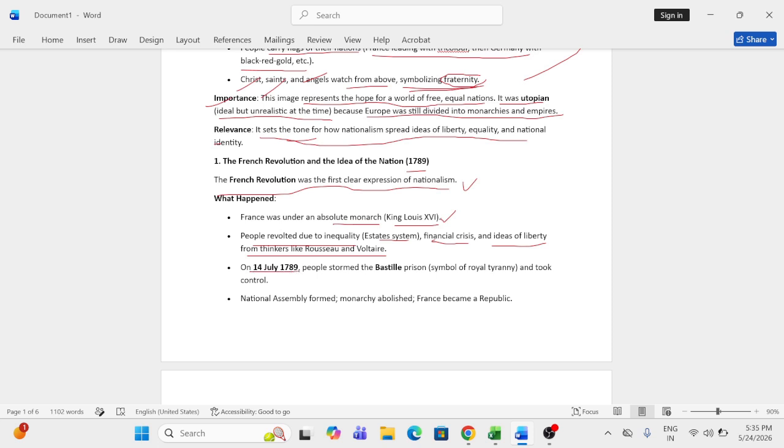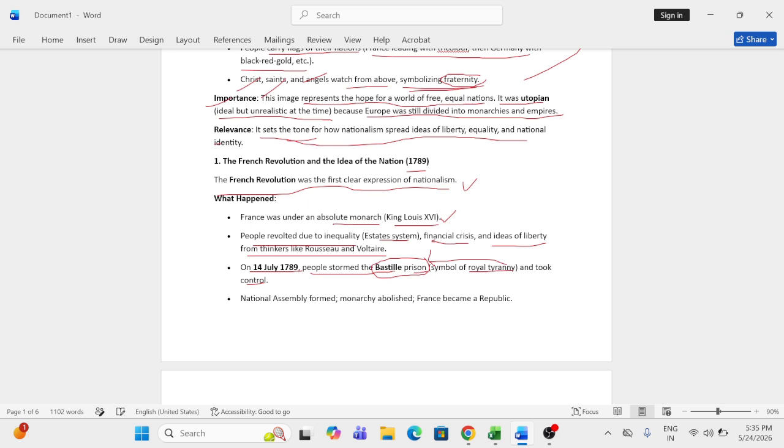On 14th July 1789, people stormed the Bastille, the prison that was a symbol of royal tyranny, and took control. The Bastille represents the negative power of the royal.